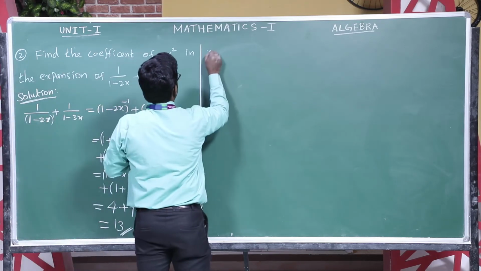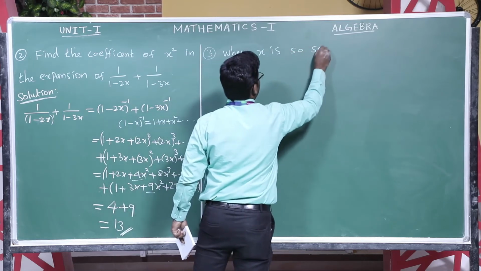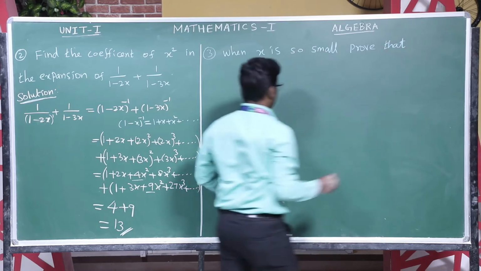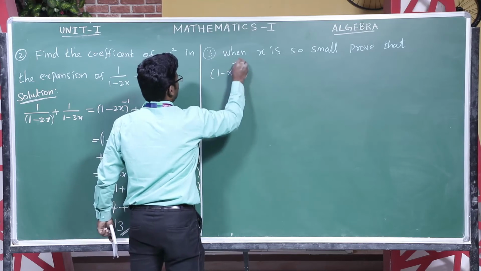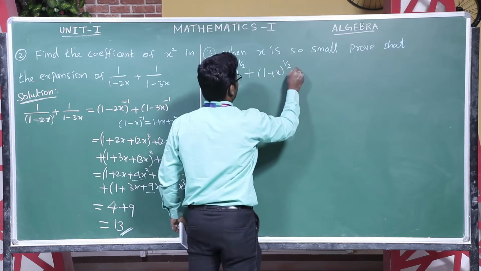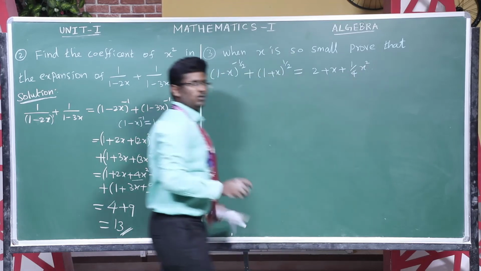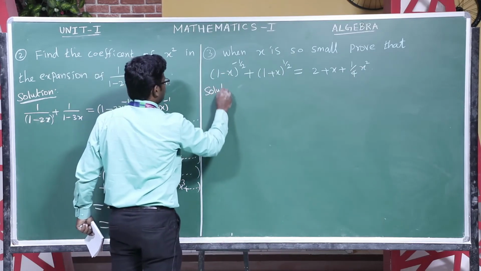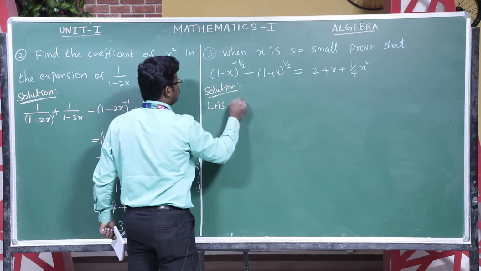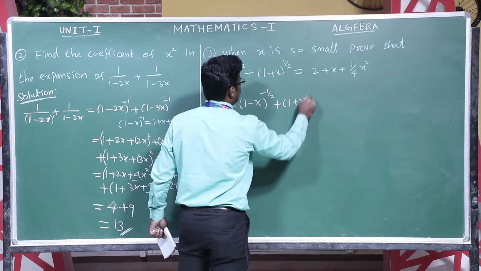Next, when x is so small, prove that 1 minus x all to the power minus 1 by 2 plus 1 plus x all to the power plus 1 by 2 is equal to 2 plus x plus 1 by 4 x square. Okay, then we can solve. Solution: I take the left hand side and want to prove the right hand side. So LHS is equal to 1 minus x all to the power minus 1 by 2 plus 1 plus x all to the power plus 1 by 2.